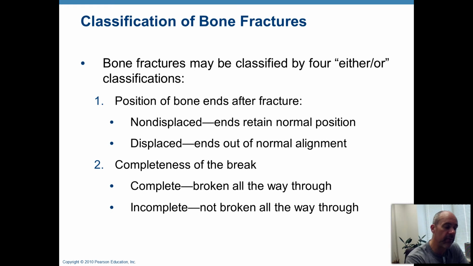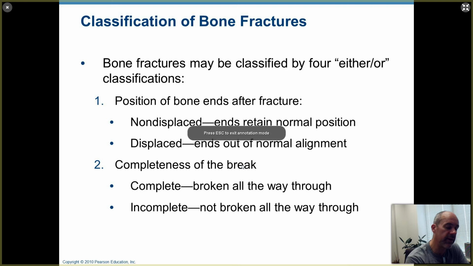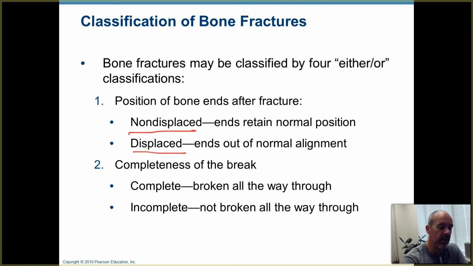First of all, fractures can be classified as non-displaced or displaced. This is pretty straightforward. If you have a breakage of the bone and the 2 pieces of the bone are still lined up properly, that would be a non-displaced fracture. If they're not, they're out of alignment, that's going to be a displaced fracture. And you may have heard those terms used before if you or anybody you know has broken a bone.